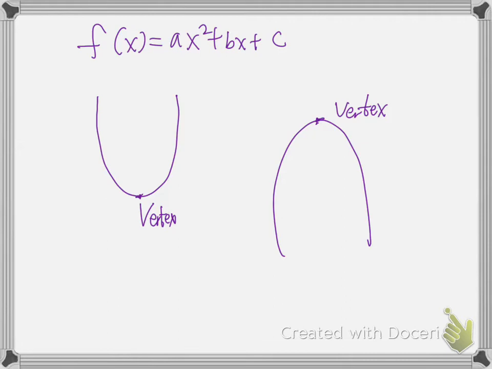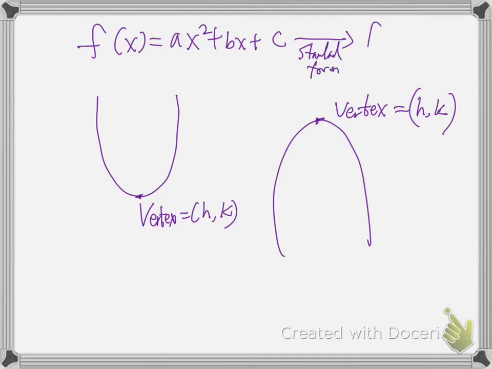So what is the vertex? It is (h, k). Now if you change our function to standard form, you will get f of x equals a times (x minus h) squared plus k. Then you know that (h, k) is either the minimum or maximum point of the parabola.